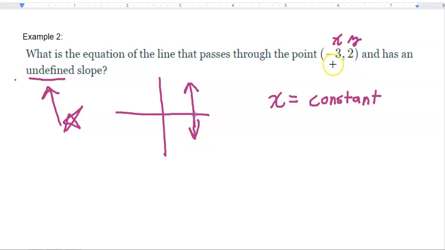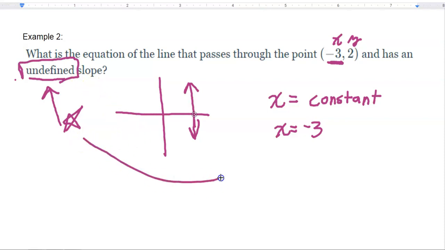Okay. In this case, our x value here is going to be -3. So it's going to be x equals -3. That's going to be the equation for this line here. Remember, this applies when you have an undefined slope. That's the only time you're going to use this form of the equation. x equals -3.